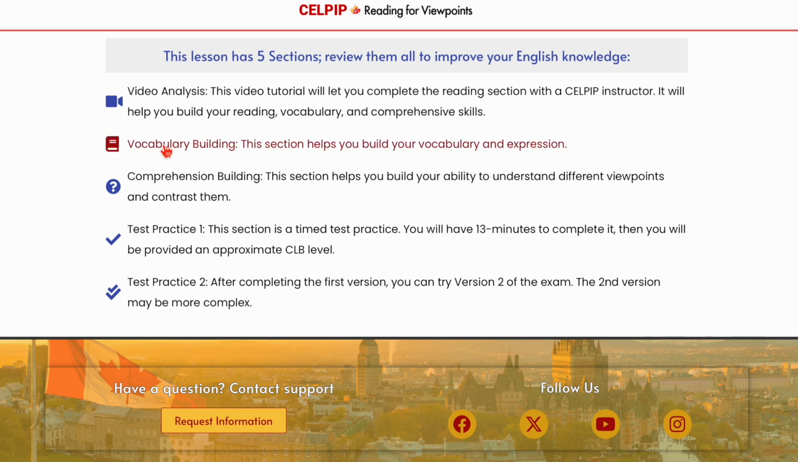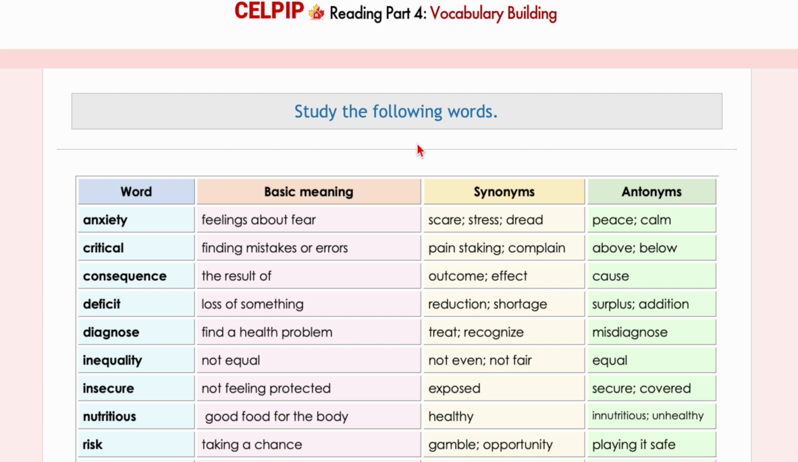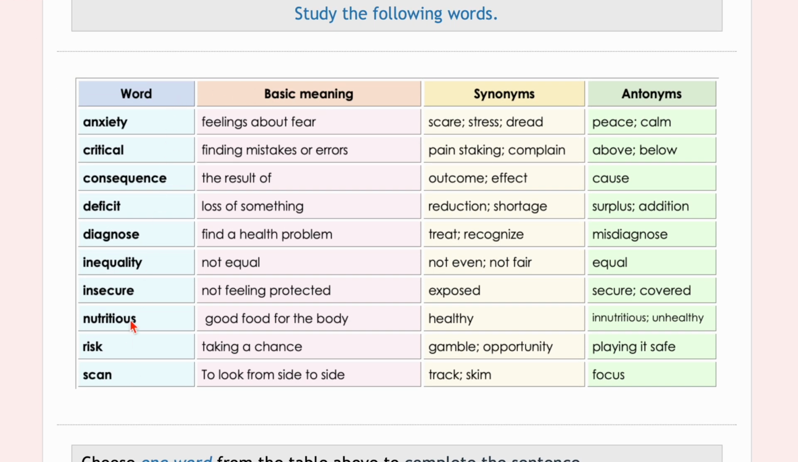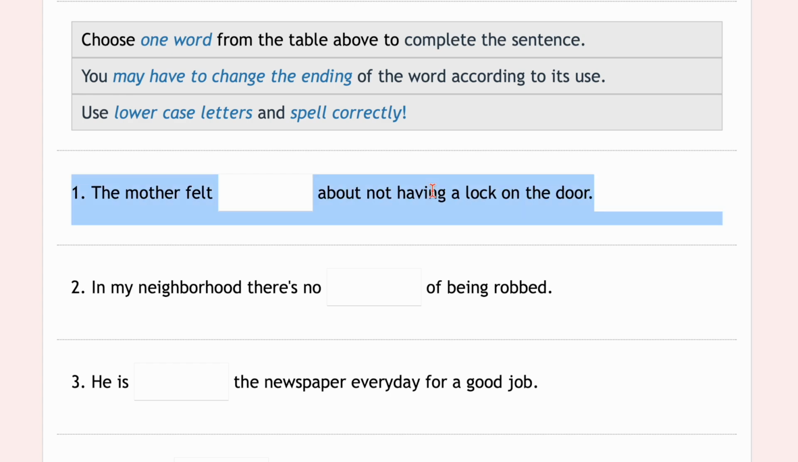and then we have some vocabulary building. Now, vocabulary building is a great way for you to improve your vocabulary. And this vocabulary comes from the reading that we will analyze. So we have some good words for you to keep in mind. Inequality, diagnose, nutritious. Words that if you don't know, or if you need to review them, here they are. The word, the basic meaning, synonyms, and antonyms. Very good for building.